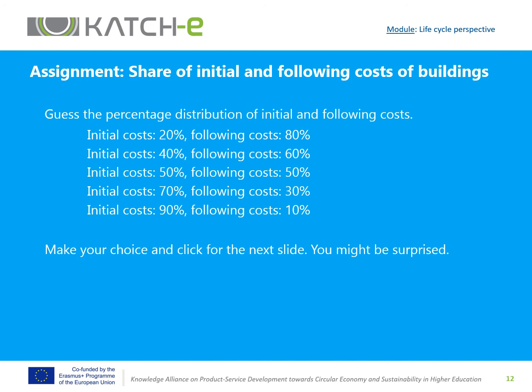Let's do an estimation on the share of the initial and following costs of a building. Guess the percentage distribution of initial and following costs. Is it more 20 to 80 or 90 to 10? Make your choice and the correct answer will appear on the next slide. You might be surprised.